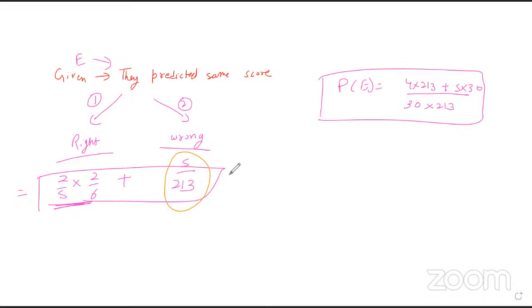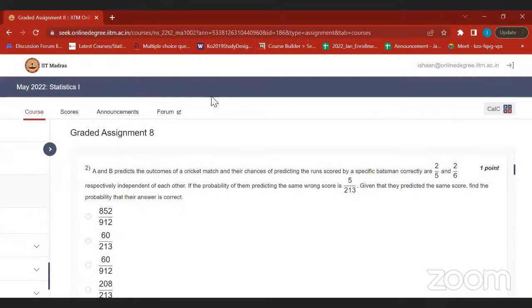Okay. Please, sir, I can't understand this part only. That's why I'm asking this question. Why are we not getting 1 minus? See, it is given as the probability of getting wrong, given predicted same, right? So it's 5 by 213. This is what I am confused about, sir. Wrong given E is not given here. It is given simply wrong same score. Wrong same score is 5 by 213. That is what is given here.